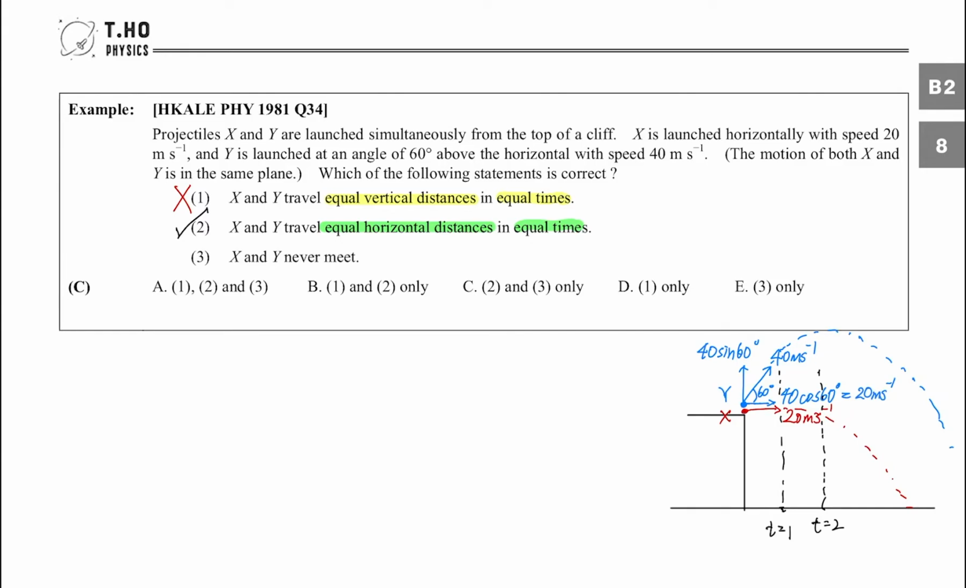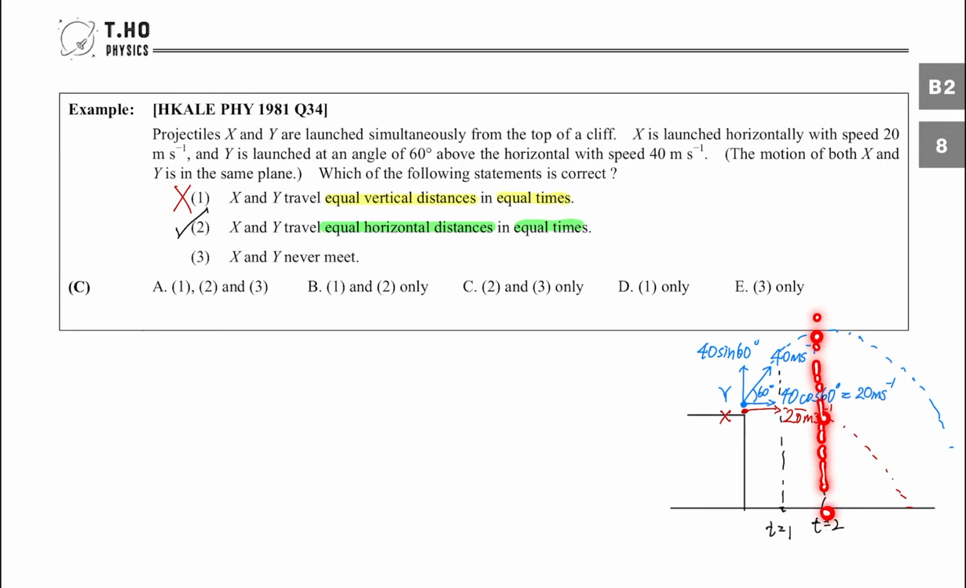Thirdly, let's look at statement 3. X and Y never meet. As you can see, the horizontal motion of X and Y are the same because X and Y are traveling at the same horizontal speed. So at all times, they would be along the same vertical line. So let's say after 1 second, X and Y would be here, so they are on the same vertical line. And after 2 seconds, X will be here, Y will be here, but they are still on the same vertical line.